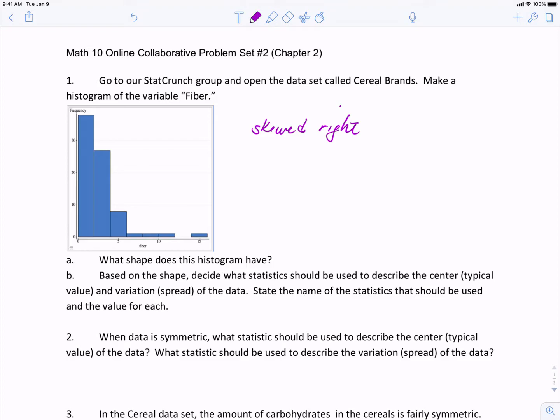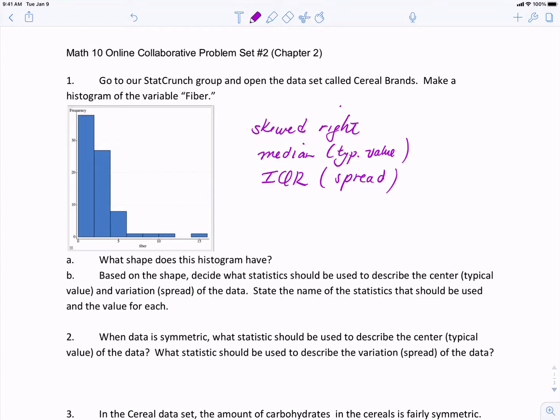Okay, so because this data is skewed, we're going to use the median to describe the typical value. And we're going to use the IQR to describe the spread or the variation. All right, so let me take a moment, because I forgot to do this, and use StatCrunch to find these values. And again, there are videos in our notes of how to do this, if you're not sure how to do this. But we're going to find the median, and we're going to find the IQR. And again, we'll do this using StatCrunch.